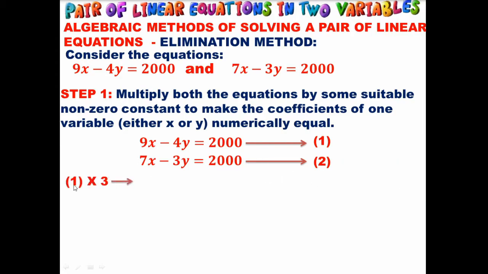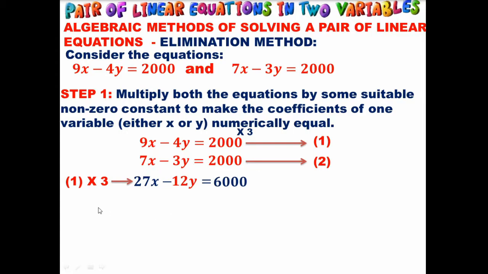I'm going to multiply the first equation by 3. So I'll multiply it for each term. The first term, 9x into 3, is 27x. The next term, minus 4y into 3, is minus 12y. And for the next term, 2000 into 3 is 6000. So this is how I multiply the first equation throughout by 3.